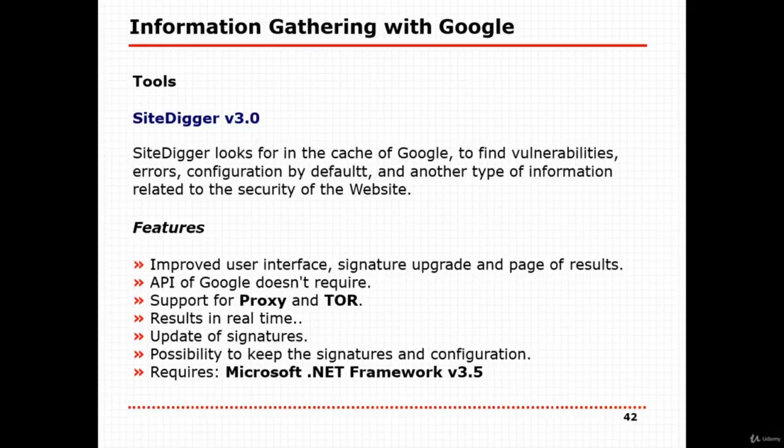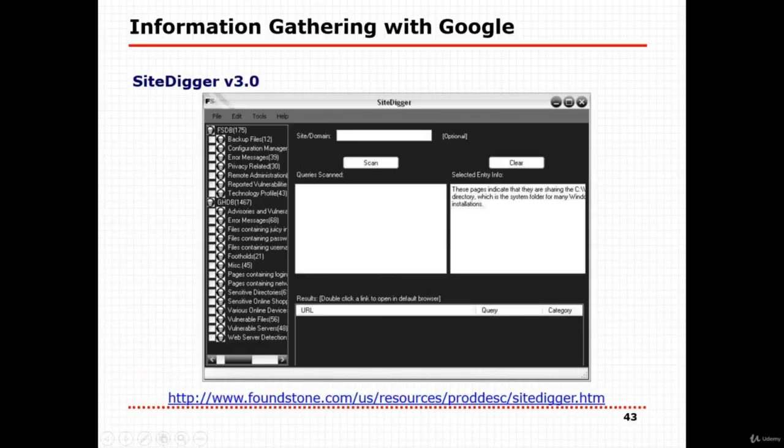v3.0 requires Microsoft .NET Framework version 3.5. Alright, we just look to check that all your configuration is updated. SiteDigger v3.0. This GUI also looks like it's not installed like this. So you can just type here in site domain. If you install it, you will see the site domain here, and just type your website if you want to scan for anything.